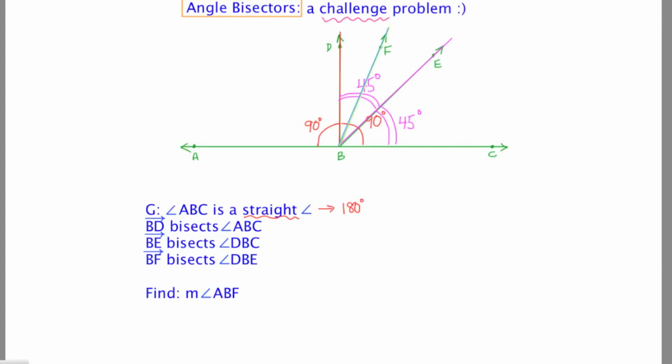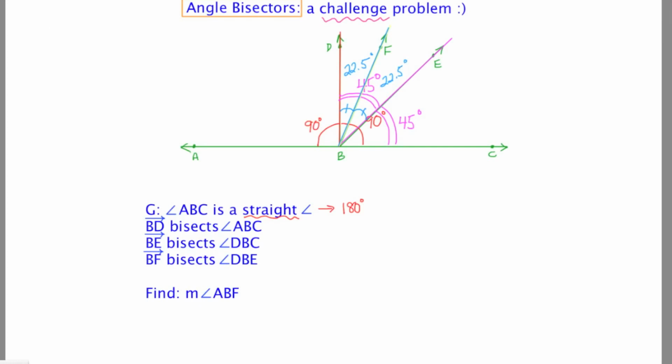Okay, so I've highlighted the bisector in blue, and when you bisect an angle, you cut it in half, so I'm going to mark that with tick marks. So this little angle here is going to be the same as this little angle here. Now, what was the angle originally? How big was it? It was 45. And if you take 45 and you cut it in half, then each piece is 22.5. Maybe you're seeing now why this is referred to as a challenge problem.